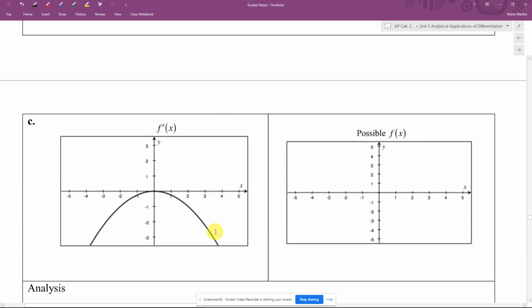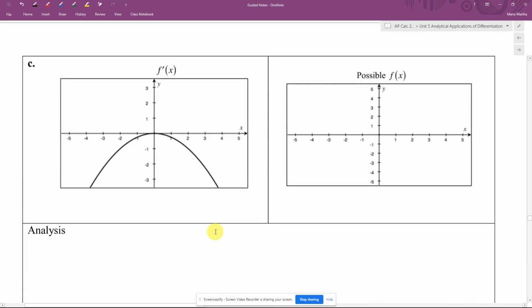So now looking at example C. We have f prime of x, and that is a downward parabola, concave down. So first of all, if you notice, let's start off with where f prime of x is. Here it's always below the x-axis. So we're going to say the value of f prime of x is negative or 0 on the interval between negative infinity and positive infinity.